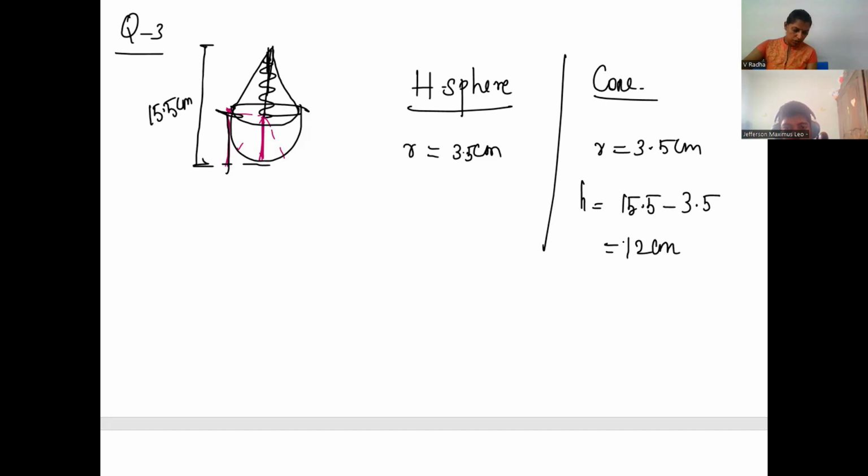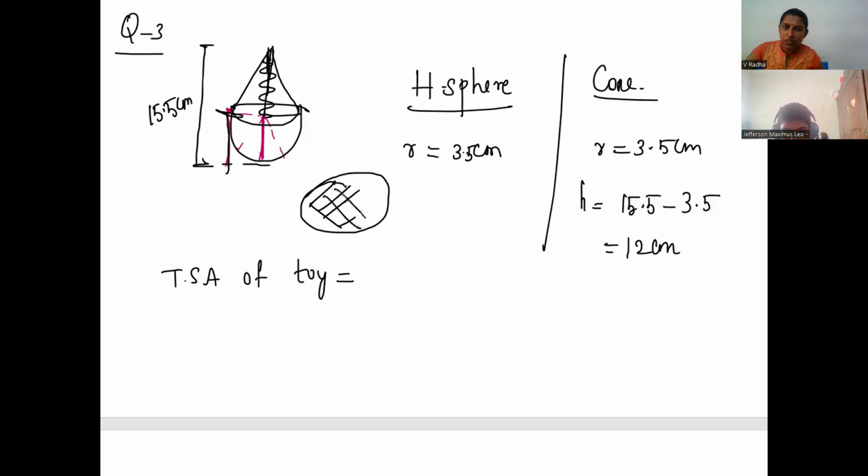But the question is to find the total surface area of the toy. So TSA of the toy means CSA of the cone plus CSA of the hemisphere. The joining circular shape is not visible. This is the bottom of the cone and at the same time the top of the hemisphere. They are joined together, so that joining face is not visible.